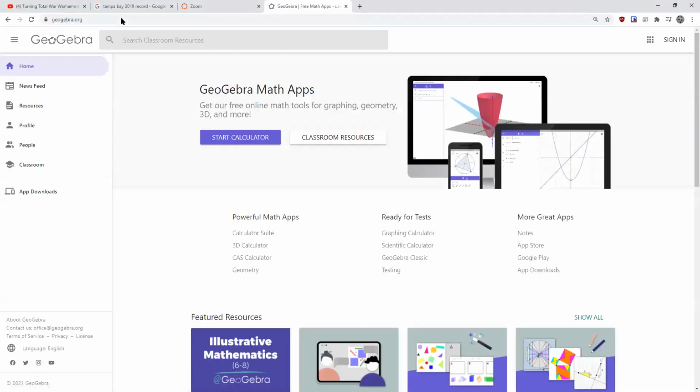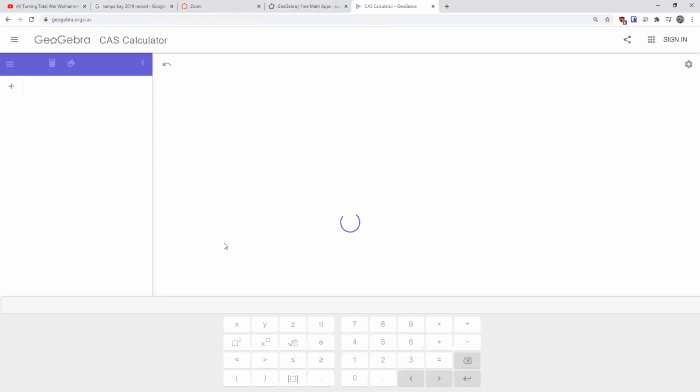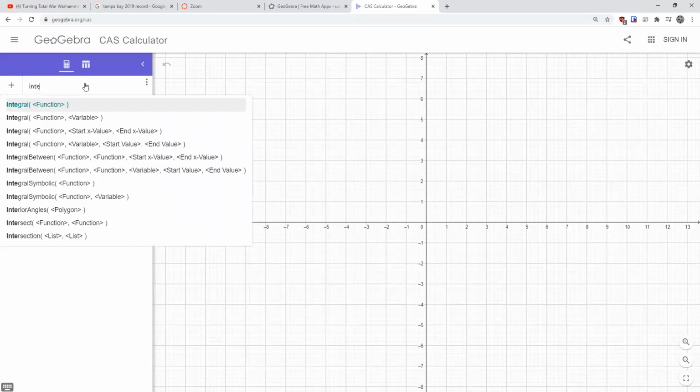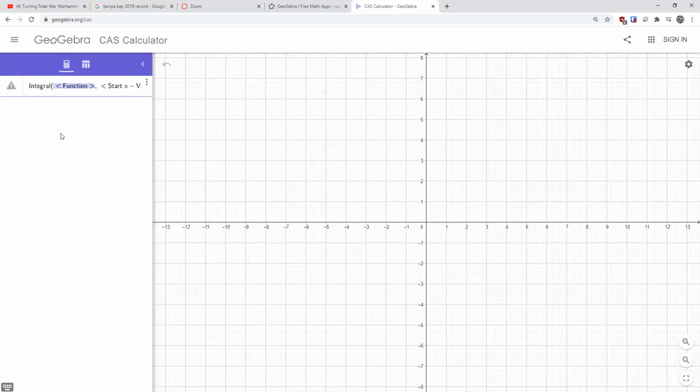Okay, so geogebra.org. I think any calculator would be okay. I'm not sure if there's any difference between these, but I'm going to choose CAS calculator. If you start typing in the word integral, it gives you these different options. So I'm going to put integral in, and I'm going to choose this option here.